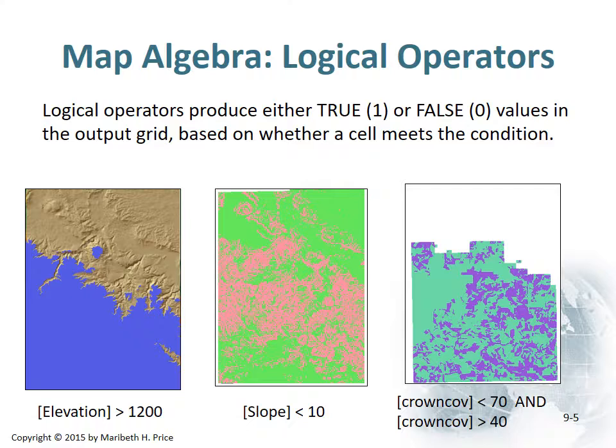And we can make a more complex logical operator. Crown cover less than 70 and crown cover greater than 40. So that has to do with how much the trees are growing into each other and having overlapping branches, essentially. And so where the condition is true, again, green. Where it's false, the purple color.